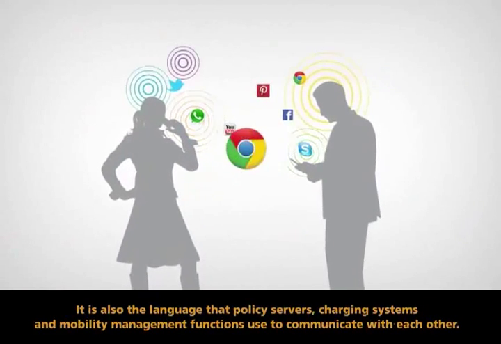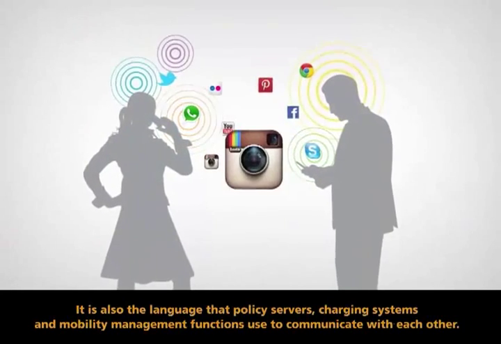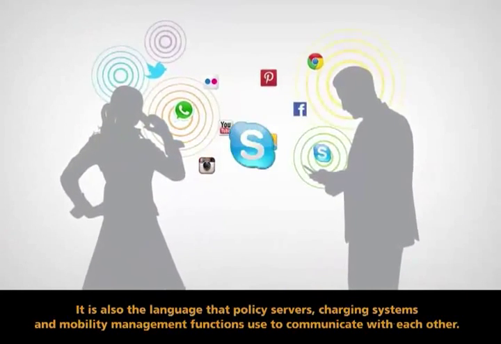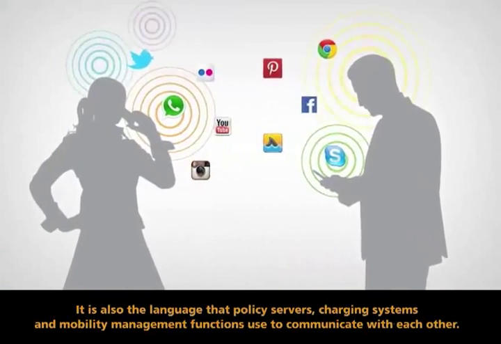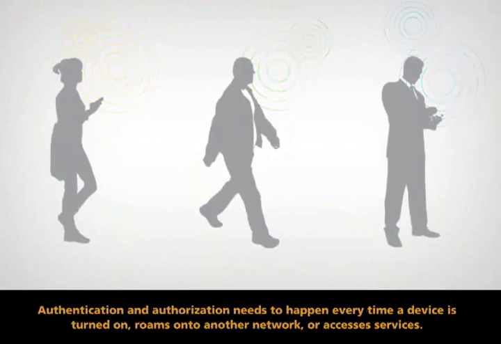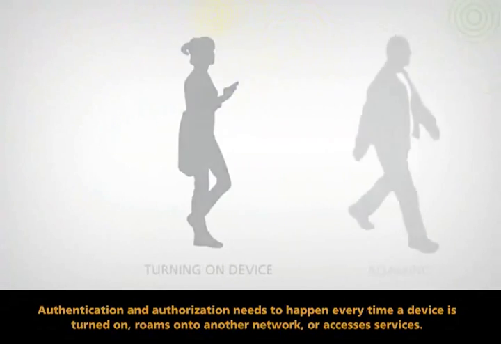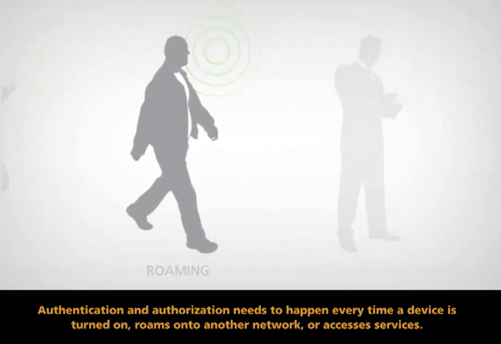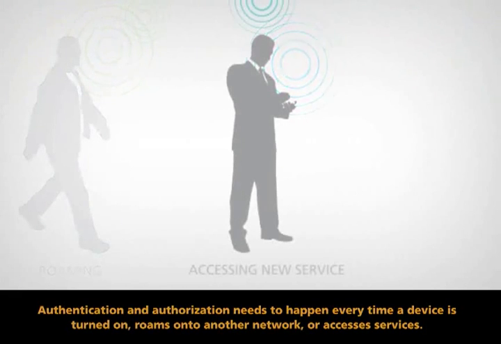It is also the language that policy servers, charging systems and mobility management functions use to communicate with each other. Anytime a device is connected to the network, there is diameter signaling. Authentication and authorization needs to happen every time a device is turned on, roams onto another network, or accesses services.